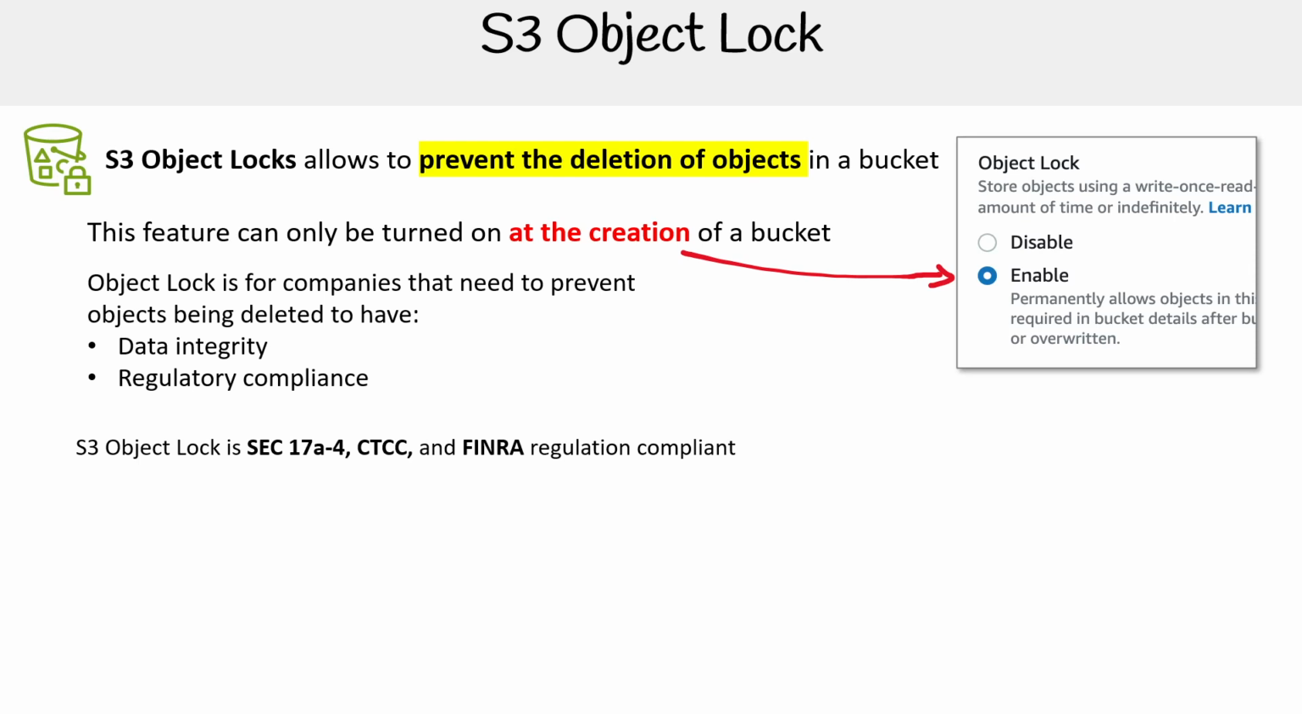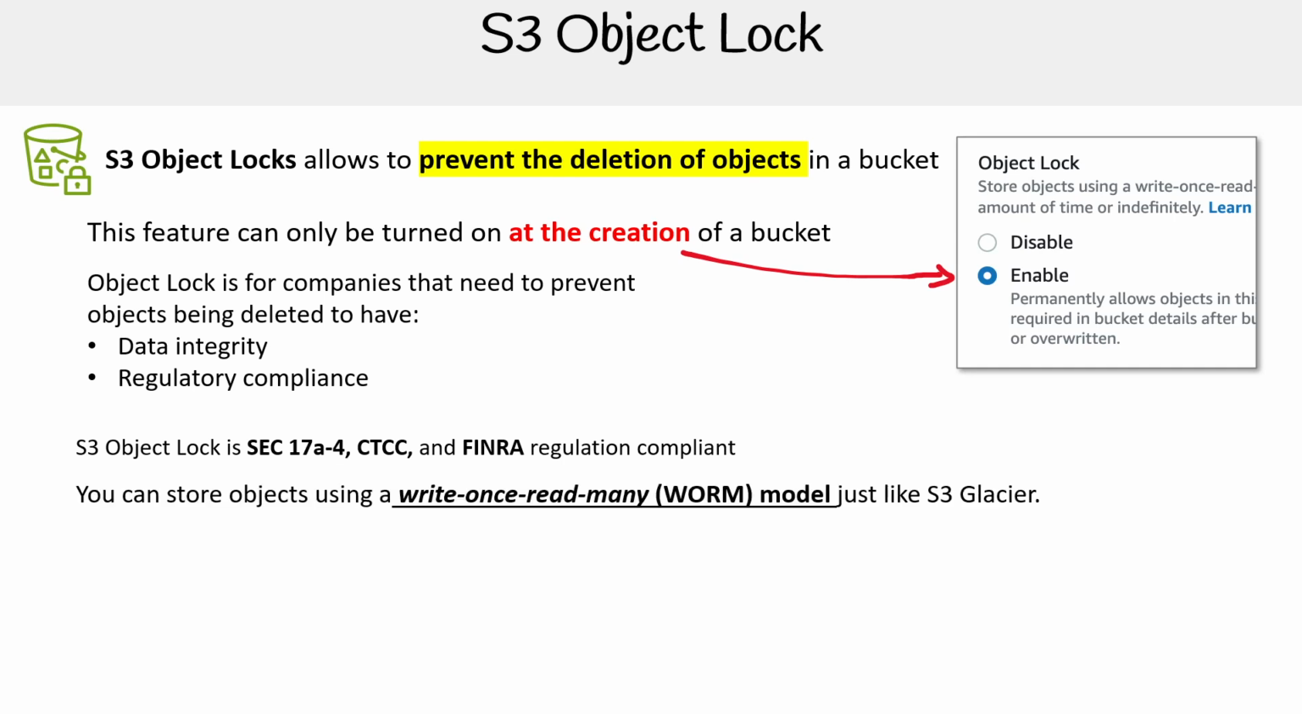17A-4, CFTC, FINRA. Do I know what those are off the top of my head? Absolutely not, but they definitely sound important if you care about regulatory compliance. You can store objects using the write once, read many model, just like an S3 Glacier. That's why we are talking about WORM earlier, to lay this up for S3 Object Lock.